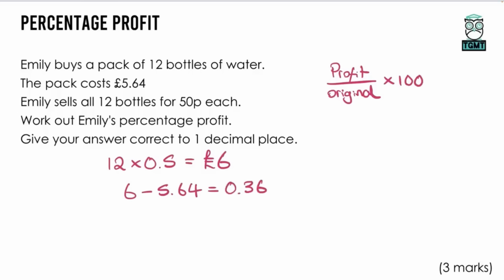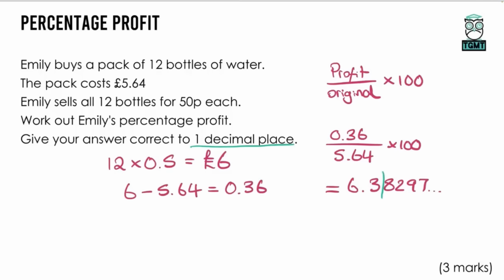It's up to you whether you keep it in pence or convert it all into pounds, but I've got it in pounds. So I've got the profit, 0.36, over the original, £5.64, and I just want to multiply that by 100, just so that turns it into a percentage for me. 0.36 over £5.64. I'm just going to press times 100 straight away, just make sure it's not within the fraction there. And there we go, it comes out as 6.38297. There's a lot of decimals here, so I'm going to stop there because it does only want my answer to one decimal place. So I'll chop it after the 3, and that is 6.4%.